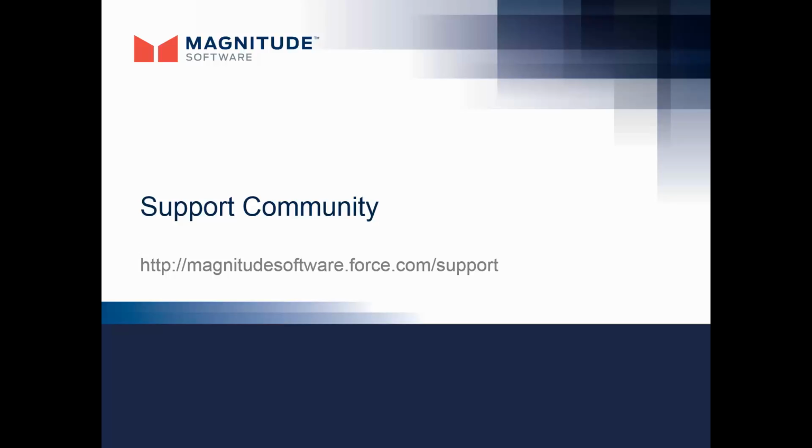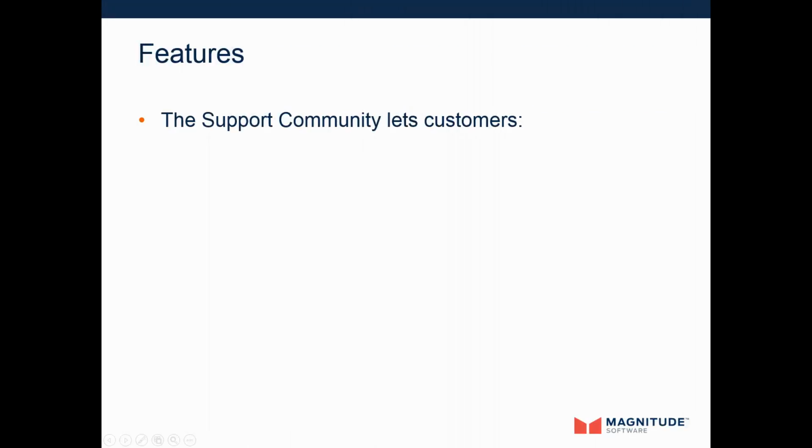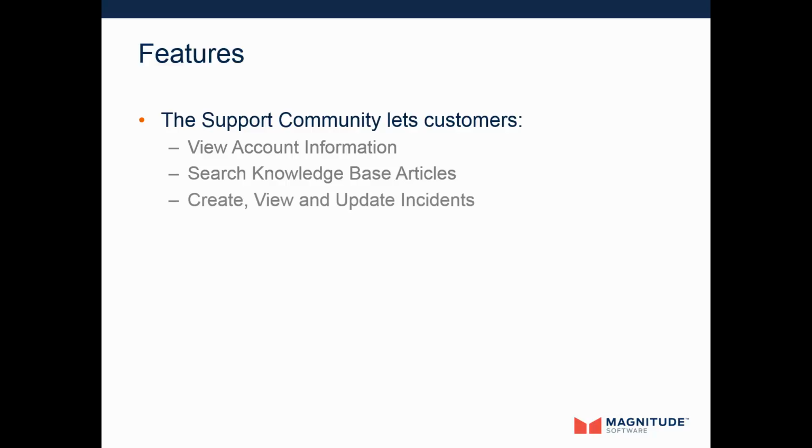This video will explain how to navigate around the Magnitude Software support community, which you can access by visiting magnitudesoftware.force.com/support. As an active support contact, you can view your company's account information, including support level and status, search knowledge base or KB articles, create, update and view support incidents, and connect to the appropriate software download website.